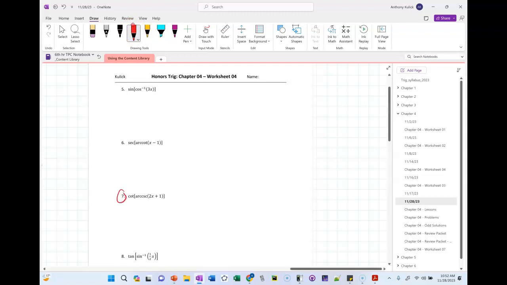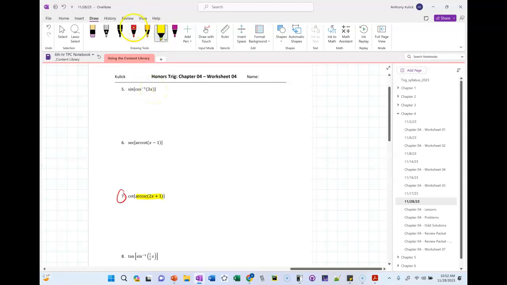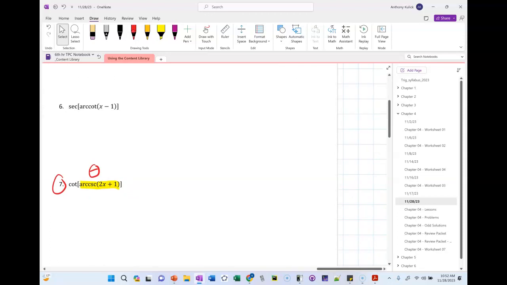7. Okie doke. So we always start with the inside, because that's going to be what gives us our angle. What the heck does arc cosecant mean? Arc. What does arc mean when it's in front of those? It's the same as the inverse, right? Everybody's okay there? So I can say cosecant theta then must be 2x plus 1.